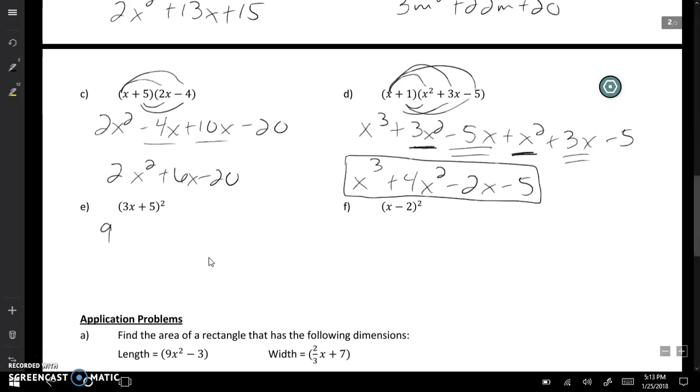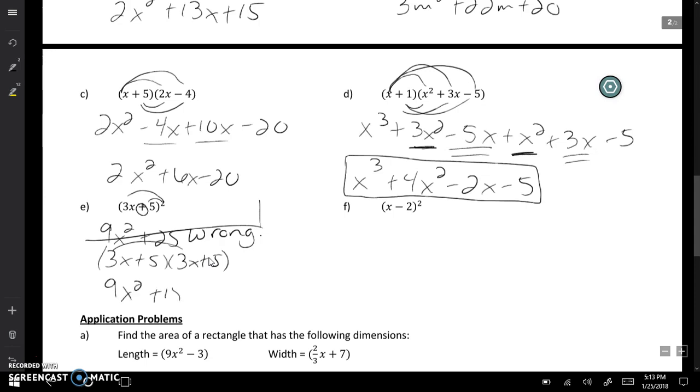All right, how many of you did 9x squared plus 25? Okay, that's wrong. Bad. Do not do that. You are not allowed to just distribute there, and the reason why is because it has a plus sign. That's a binomial. What this means is it has to be 3x plus 5 times 3x plus 5. If you do your multiplication there, you get 9x squared plus 15x plus 15x plus 25.